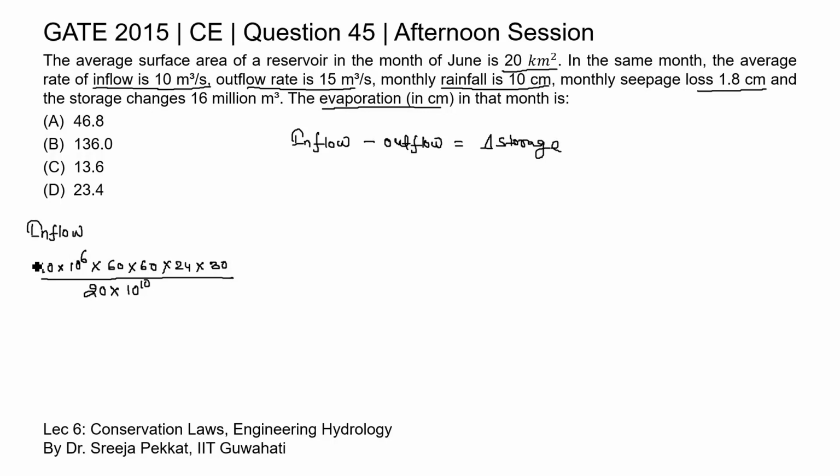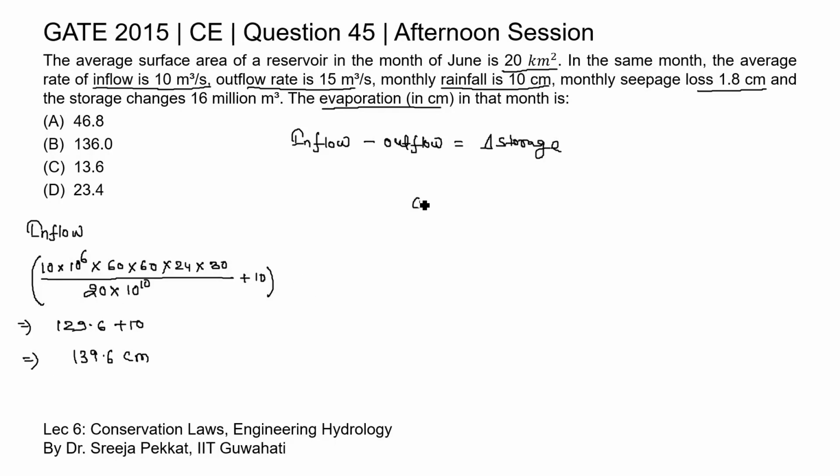So, this is the rate of inflow, plus one more component which is rainfall, which is 10 centimeter. When we solve this, we will get 129.6 plus 10, which is 139.6 centimeter. So, this is inflow.